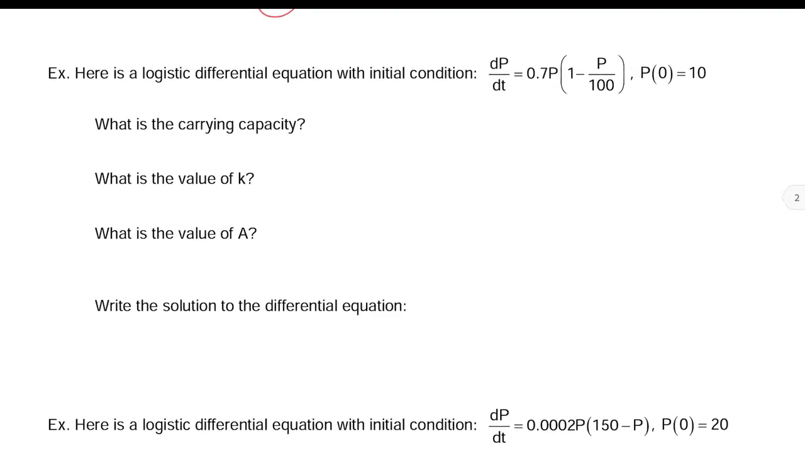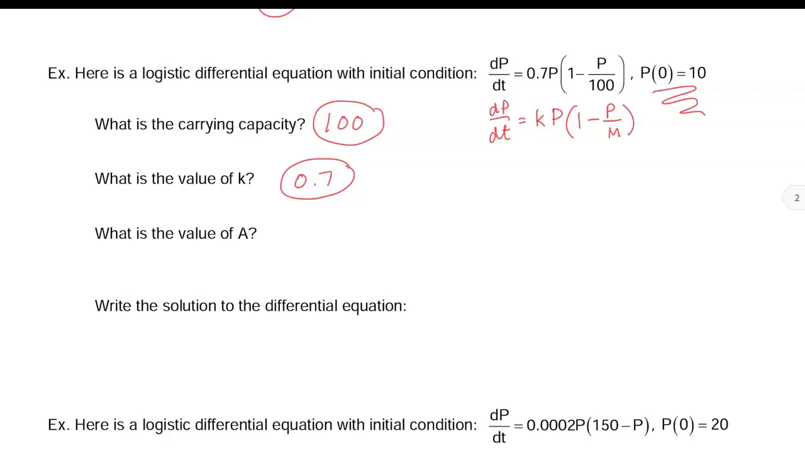First of all, I'm going to remember what these numbers represent. So I know dP/dt is the name of the differential equation. 0.7 is the k, times the population, times 1 minus the population over the carrying capacity. That's the formula from the previous page. We have an initial condition also. Carrying capacity, that's the number in the denominator. So 100 is the carrying capacity. The value of k is 0.7.